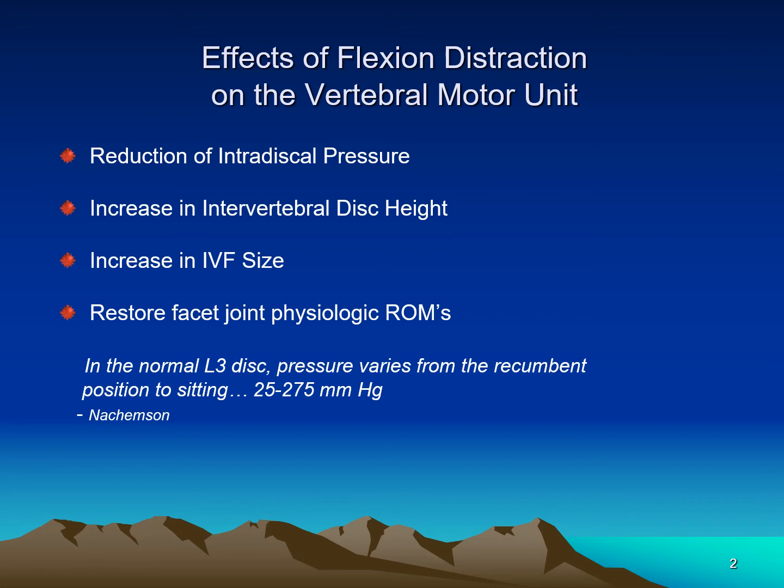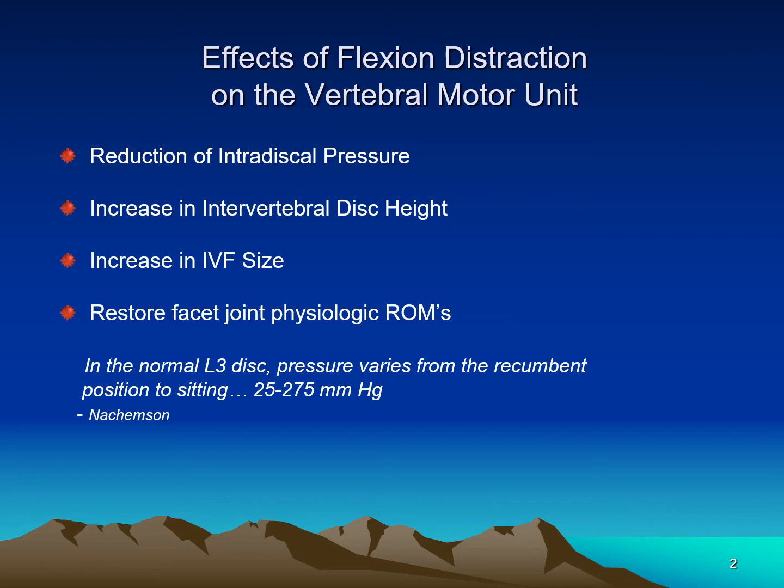And then number 4 is we can restore facet joint physiologic ranges of movement, which is wonderful because that in essence is what an adjustment does. When you do a P to A thrust on a vertebrae, the effect of that thrust is to restore physiologic ranges of movement. So this is a gentle way of doing that.